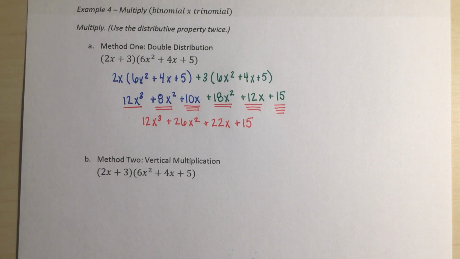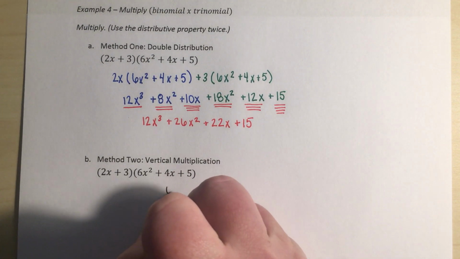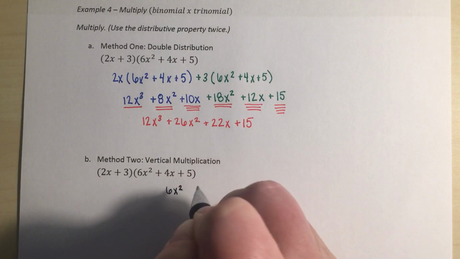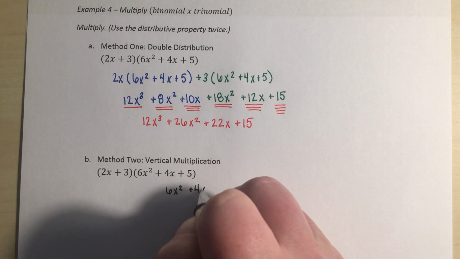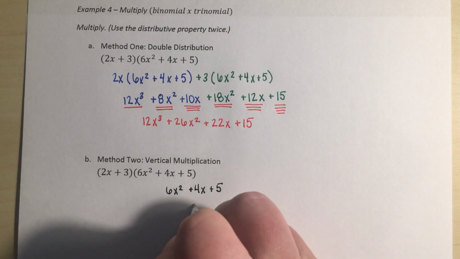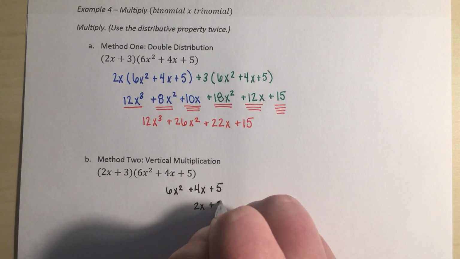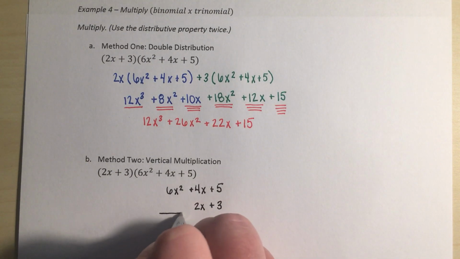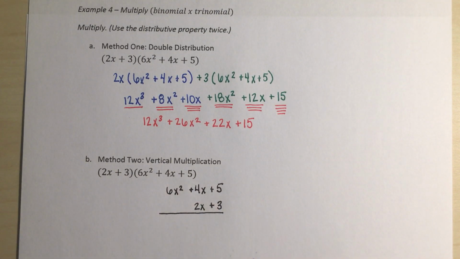And generally we put our larger number up top. We're going to do the same with our polynomials here. So I'm going to start by rewriting my problem as 6x squared plus 4x plus 5, right? And then underneath that, 2x plus 3, right? And we're going to put a line under there just like we would with normal multiplication.